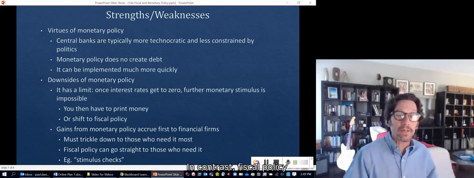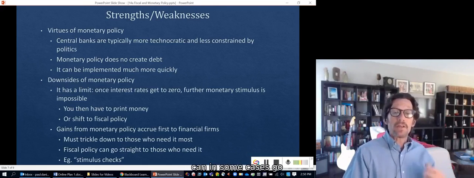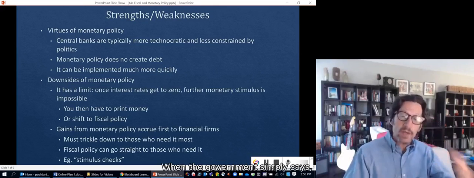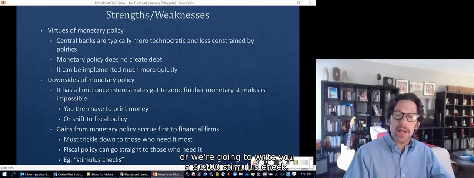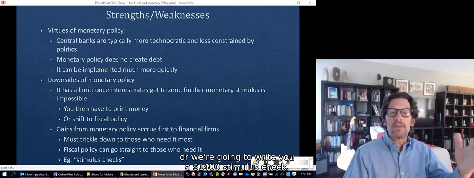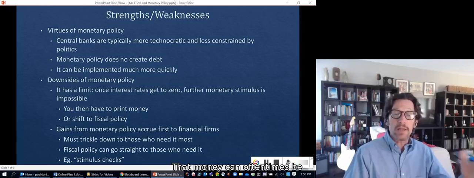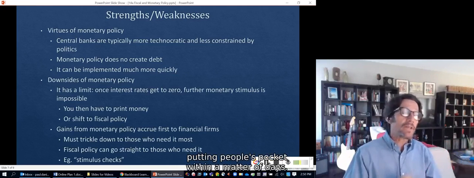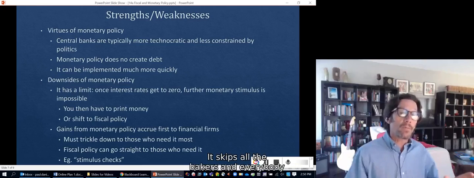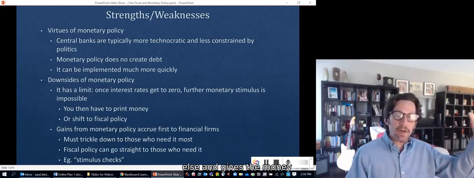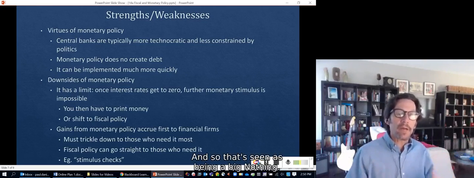In contrast, fiscal policy can in some cases go straight to those who need it, right? When the government simply says we're going to give everybody a $600 tax credit or we're going to write you a $1,400 stimulus check, that money can oftentimes be put in people's pockets within a matter of days. So that's a form of fiscal policy that's faster, but more to the point, it skips all the bankers and everybody else and gives the money right to the people who need it most. And so that's seen as being a big benefit.